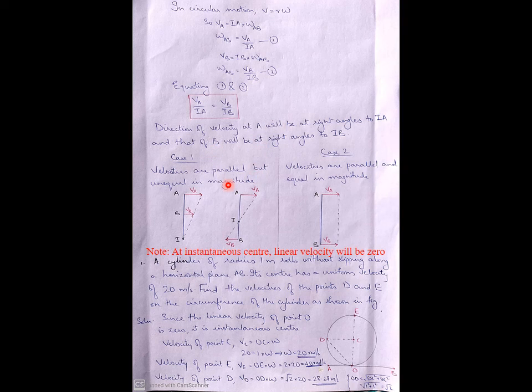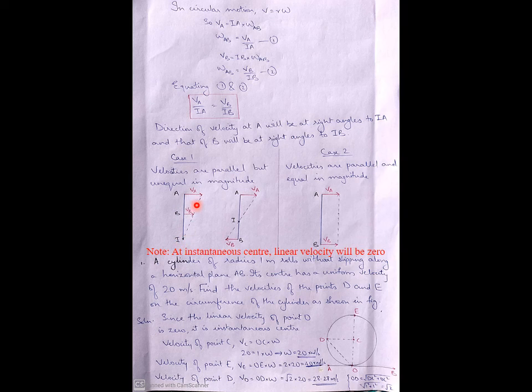Now there are two cases to find the center of rotation, the instantaneous center of rotation. Let us consider the first case. Here the velocities are parallel but unequal in magnitude. Consider two points A and B. At point A, let VA be the linear velocity. At point B, let VB be the linear velocity. Now how to find the instantaneous center? Just extend this line AB downwards. Now join a line from the end of the linear velocity of point A to the end of the linear velocity of point B, and finally it will meet this line. That particular point is known as the instantaneous center.